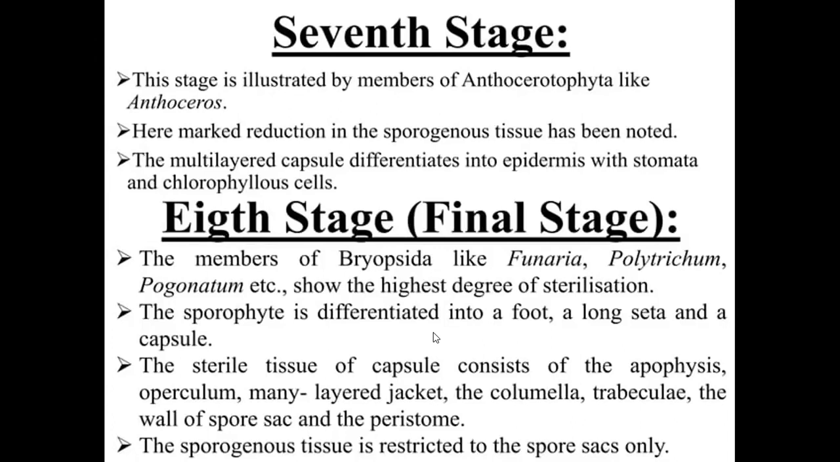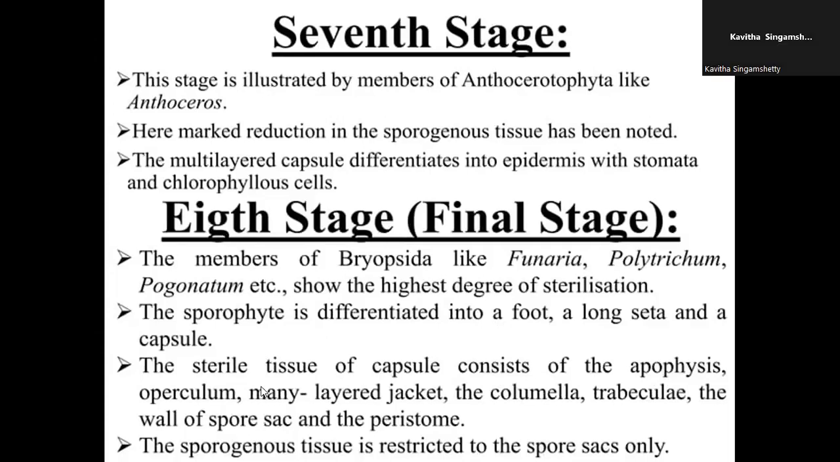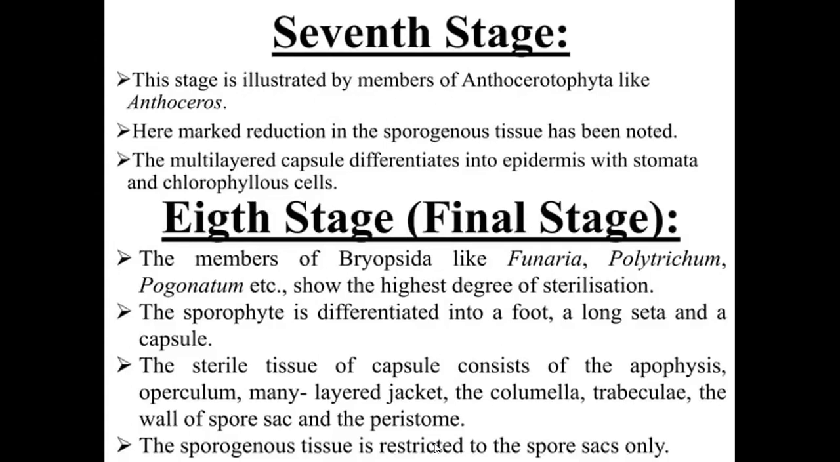the chlorophyll cells. Next, when we move on to the final stage in the reduction of this sporogenous tissue, that is the increase in the sterile tissue, this can be observed in Funaria and Polytrichum, where the highest degree of sterilization can be seen, where the sporophyte is differentiated into foot, long seta and a capsule. And the capsule has so many sterile tissues: apophysis, operculum, many-layered jacket, columella, trabeculae, the wall of the spore sac, and even the peristomial teeth.